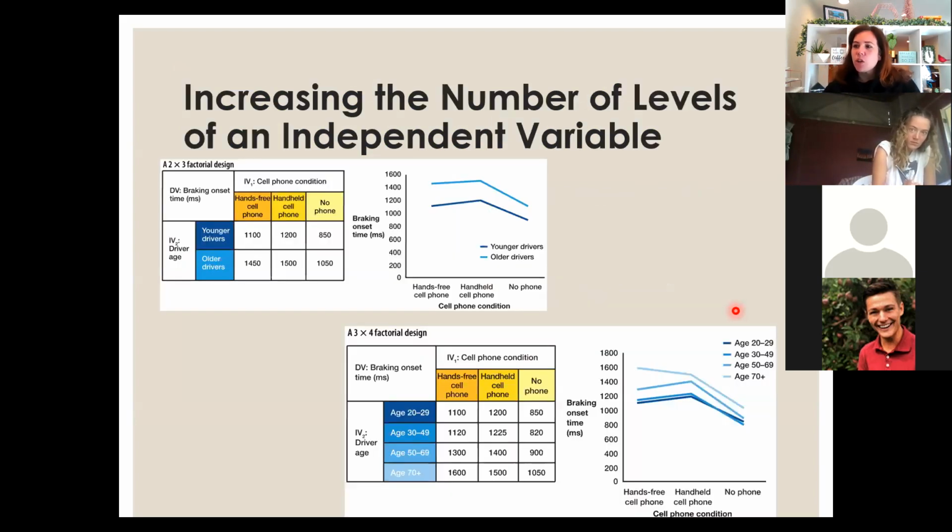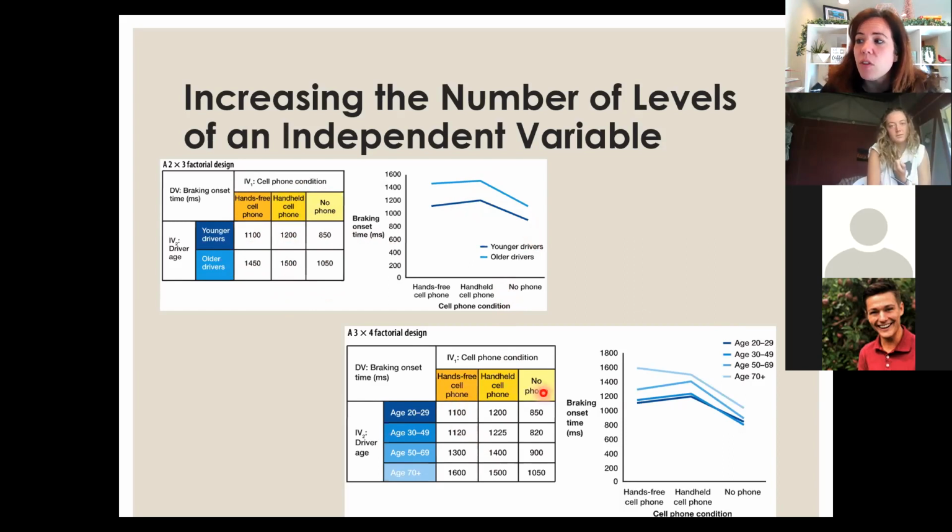Okay, here's what increasing levels would look like. And you can see here, it gets a little wild. So the cell phone condition from earlier, all we had earlier was the no phone, and then we had the hands-free phone, and then they introduced the handheld cell phone to see the impact, okay? So then from there, you can see how you get a little blip, right? If you're holding your phone, you're definitely at the slowest response, okay?